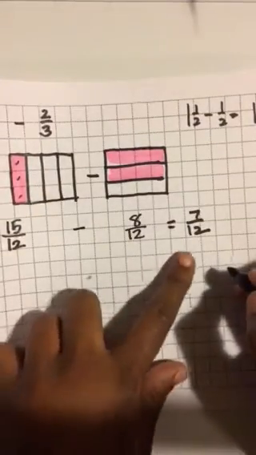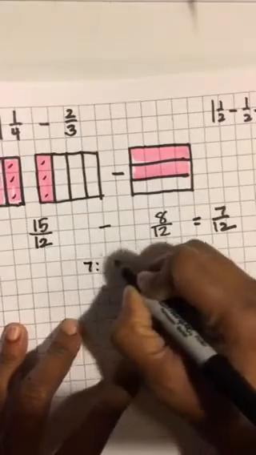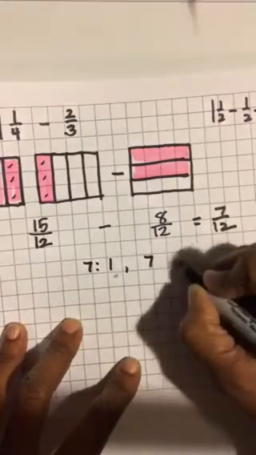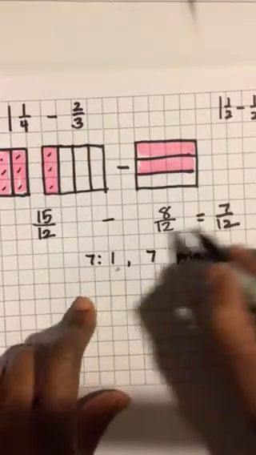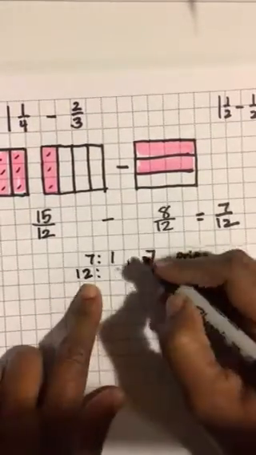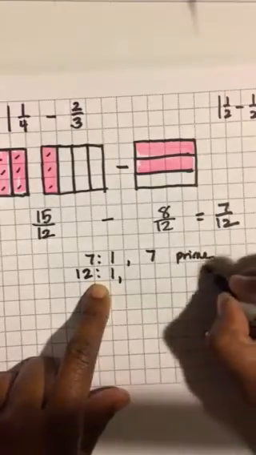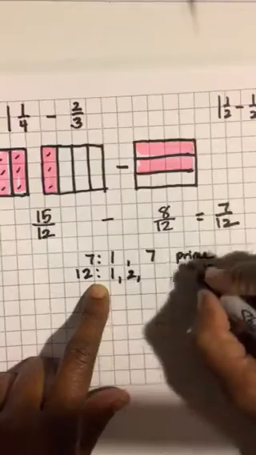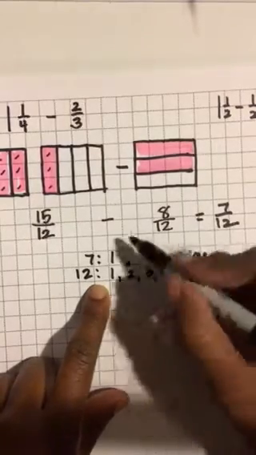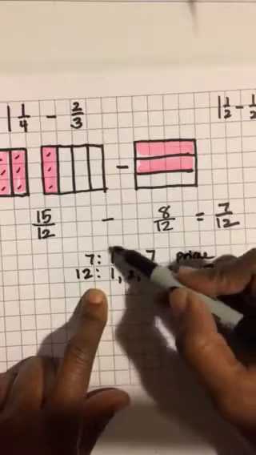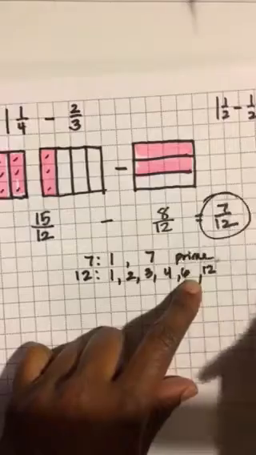Check to make sure my difference is in simplest form, so I'll do the factors. Factors of 7 are 1 and 7, making it a prime number. It's probably in simplest form then. But I still want to check to see if the numerator and denominator have any common factors. 1 and 12, 2 and 6, 3 and 4. So as you can see, 7 and 12 only have 1 as a factor, so 7/12 is in simplest form.